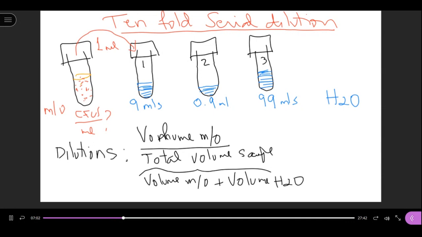We're going to proceed to do the dilution. 1 mil of the original sample microorganism is going to be added to the first tube. Then 0.1 mil will be transferred from tube 1 to tube 2. And then again, 1 mil will be transferred from tube 2 to tube 3.